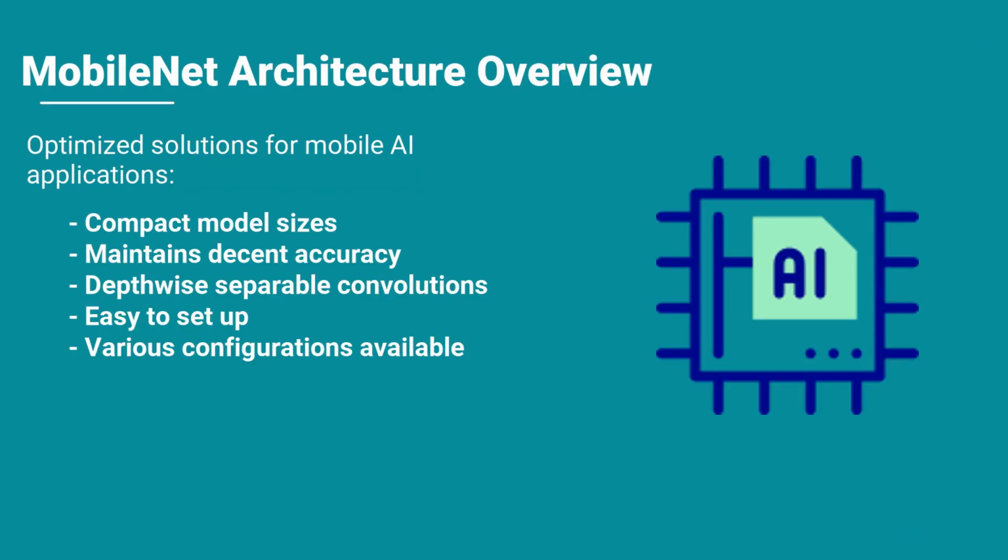MobileNet is designed with efficient on-device machine learning in mind. Unlike traditional models like Inception v3, which can be over 200 MB in size, MobileNets are much more compact. They usually range from a few MB up to, say, 17 MB for larger configurations. Now, this reduction in size doesn't compromise performance significantly. MobileNets still manage to achieve decent accuracy, all while requiring fewer operations. This makes them perfect for mobile applications, particularly when resources are limited.